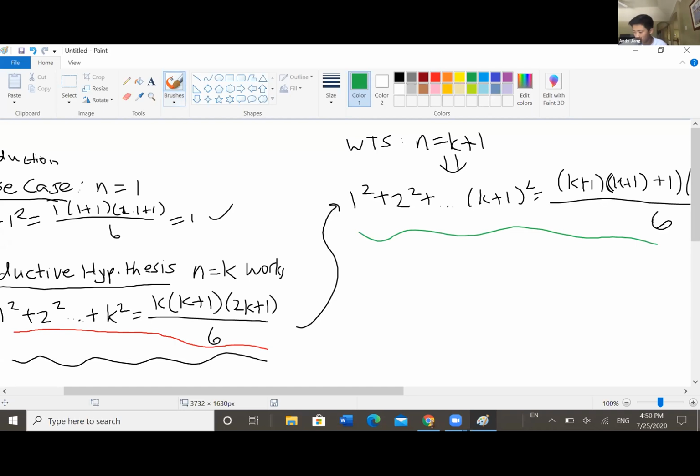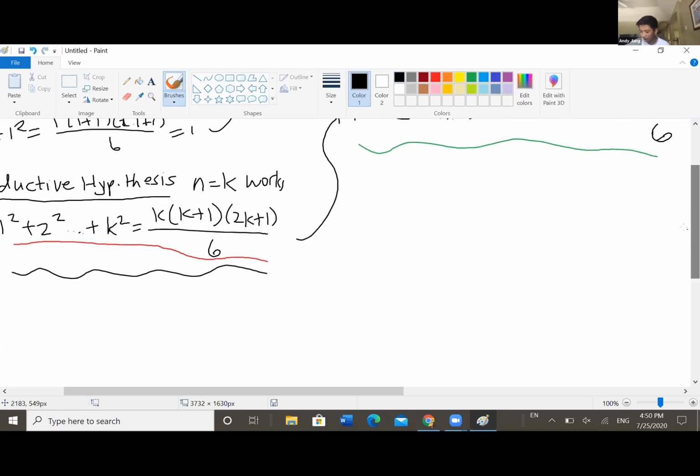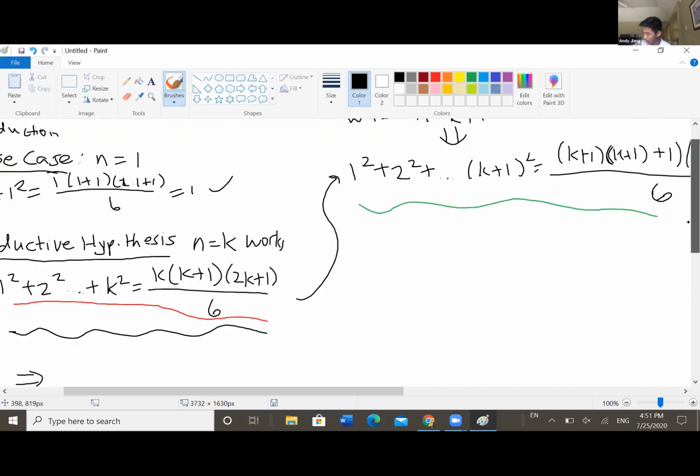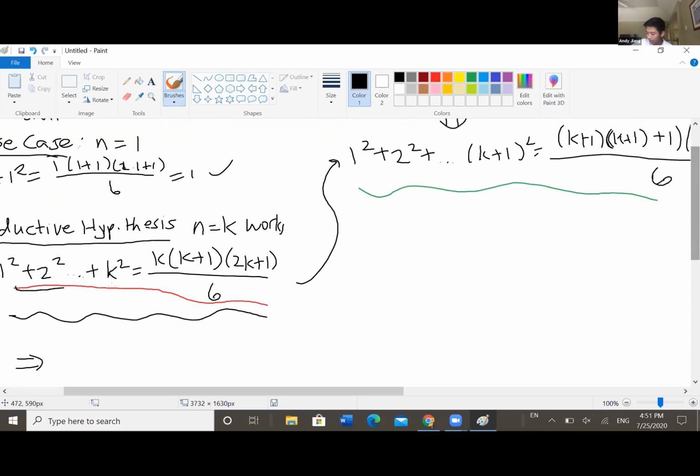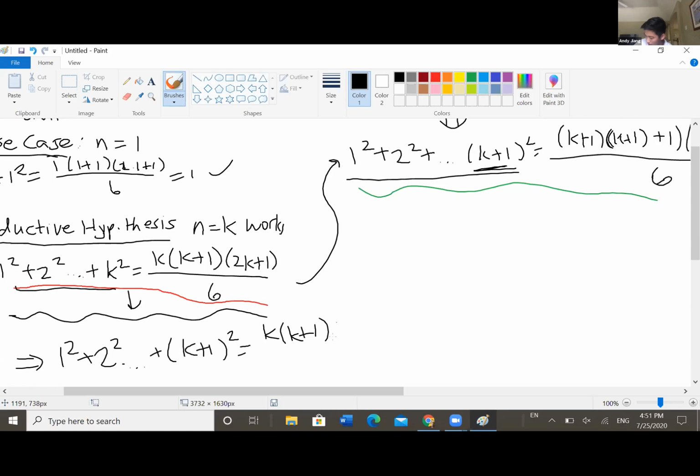Well, if I want to go from something that's true to something that isn't necessarily true, then I always want to start off at the statement I know for sure is true. So from this one, I'll go to an intermediate step. The difference between this left side and that left side is that this one has an extra k plus 1 squared. So I'm going to add k plus 1 squared to both sides of this equation. I have that, and then the right side plus k plus 1 squared.